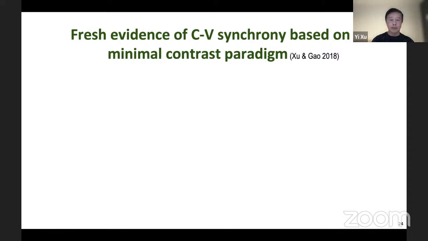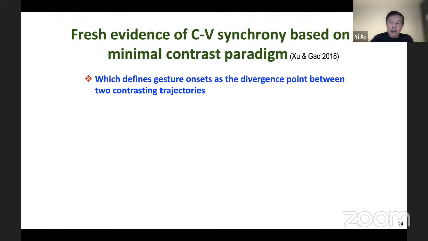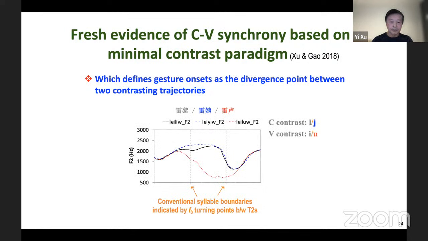That is, it defines the gestural onset not as what they did, because they use a velocity threshold to define the onset of a single gesture. We always use two contrasting gestures to define their common onset time. That is, if you put them together, you observe their divergent point, and then you use that to determine their onsets. Like this one here.